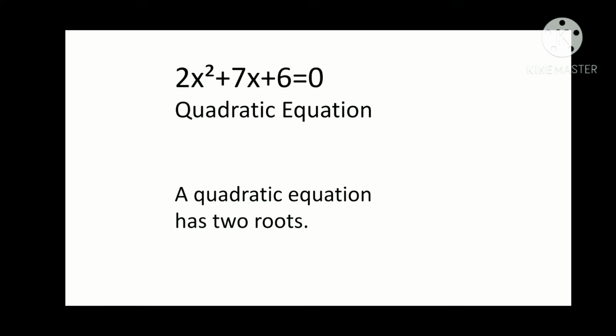2x squared plus 7x plus 6 is equal to 0. This equation involves a quadratic expression on one side and a 0 on the other side. So this is a quadratic equation. A quadratic equation has two roots. It means that there are two values that satisfy a quadratic equation.